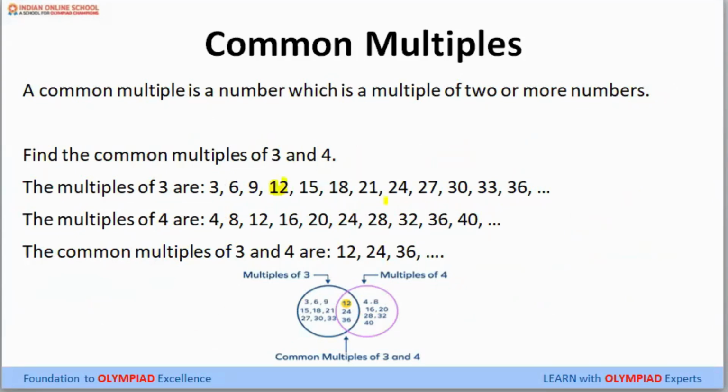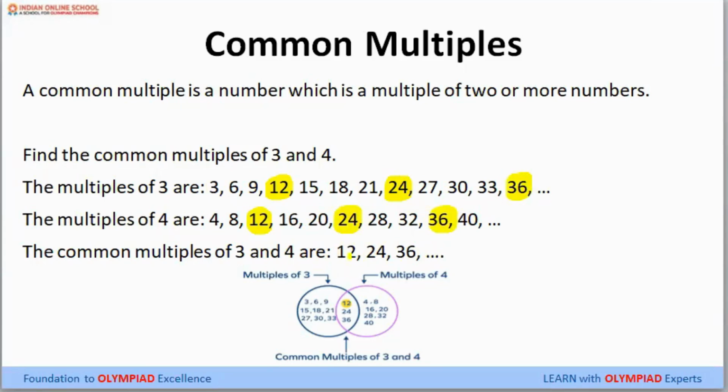Yes, that is 12. 12 you can see in the table of 3 and in the table of 4 as well. Then 24. 24 you can see in the table of 3 and 12 as well. Then 36 you can see. Correct? And so on. It will go on forever.